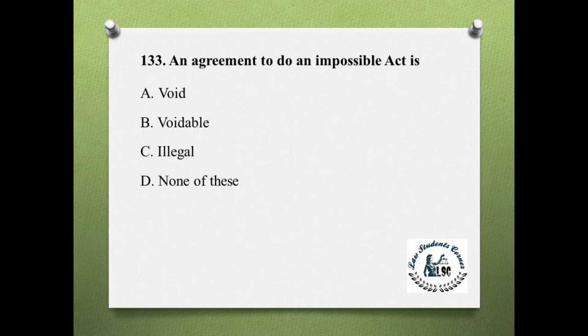Question number 133. An agreement to do an impossible act is: option A, void; option B, voidable; option C, illegal; option D, none of these. Correct answer is option A, void.